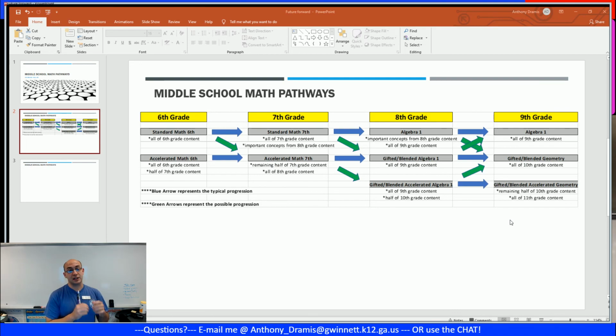If your child is in Algebra 1, not the gifted blended section, kids have made that jump to geometry. They have to work very hard. They have to dig in. They've got to make sure that they do their assignments every day. But it is possible. I've done that before where I've recommended geometry for those kids.